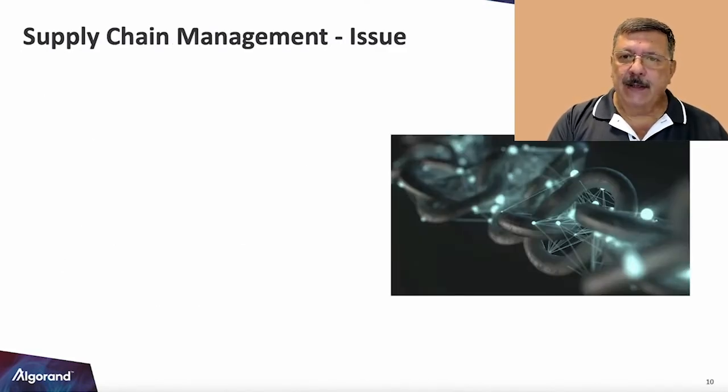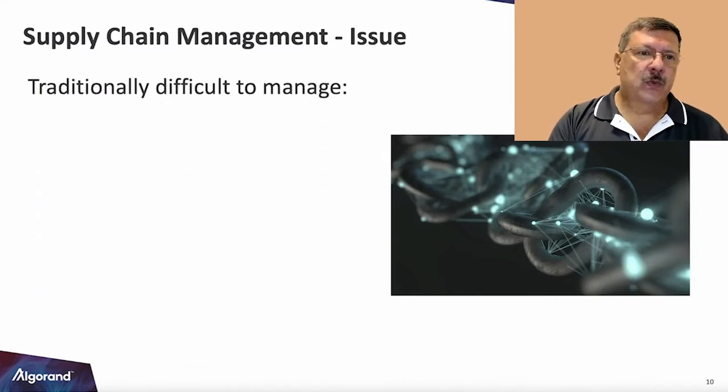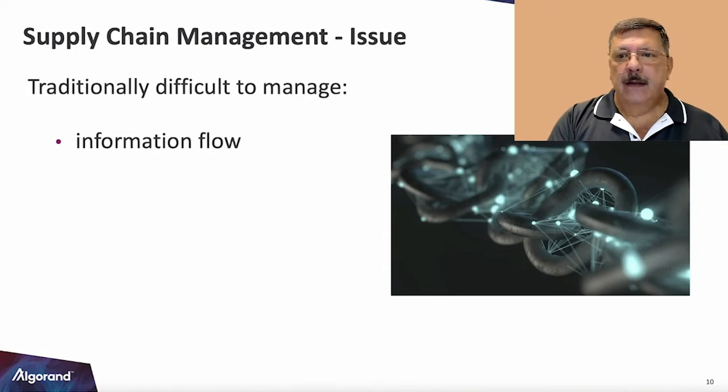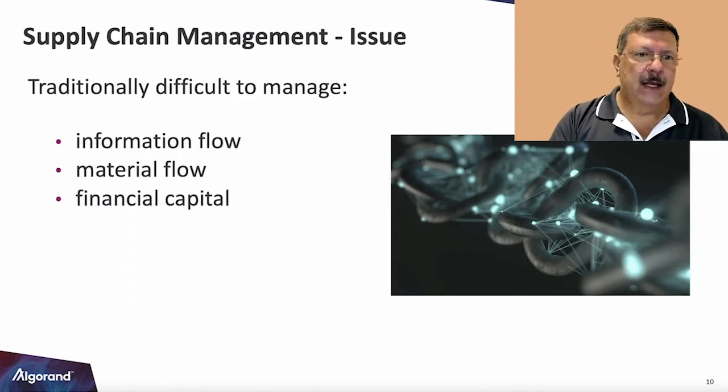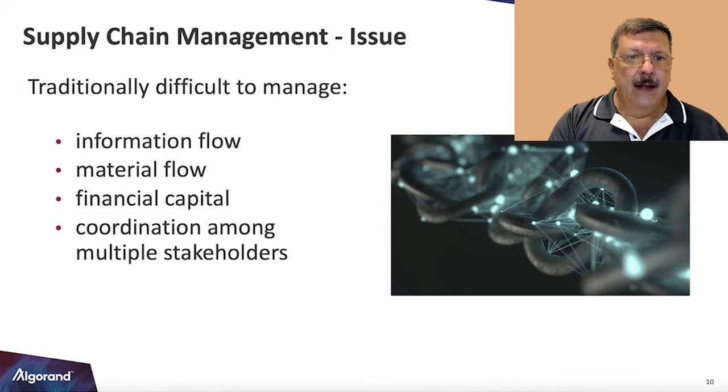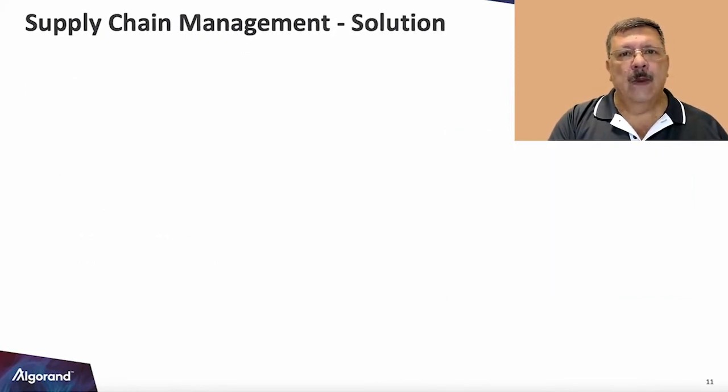Supply chain management is another, has a lot of other issues as well. Traditionally, it's very difficult to manage. There's a big information flow, lots of paperwork to sign off on, and a flow for materials as well, typically are part of a supply chain management process. Financial capital might be needed to tie all of these processes together, and coordination among multiple stakeholders is often needed as well.